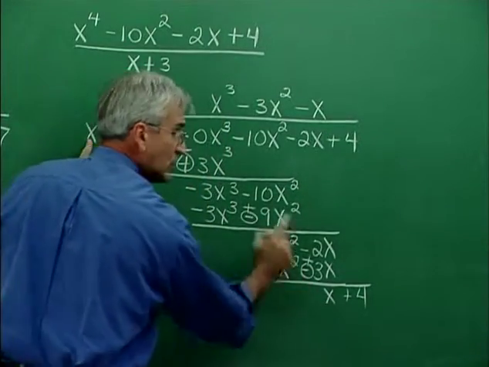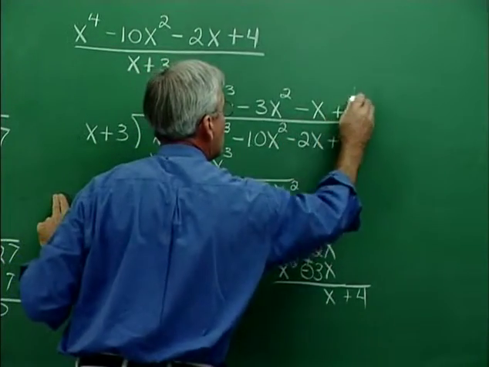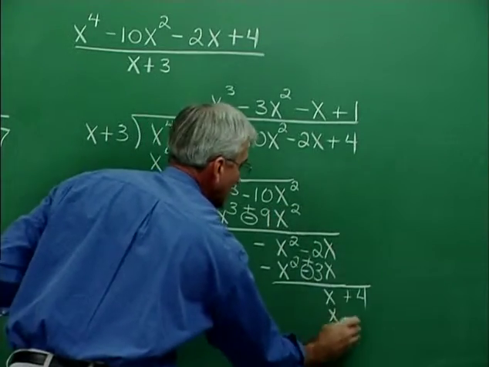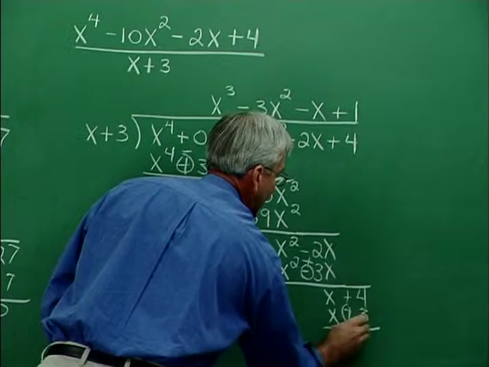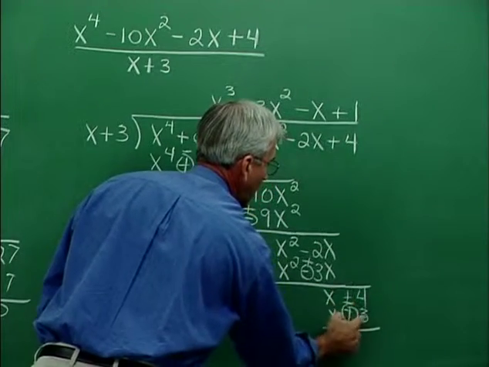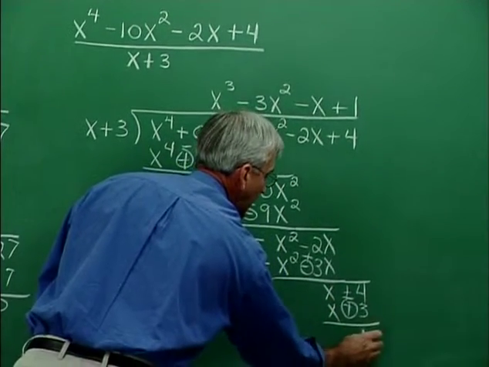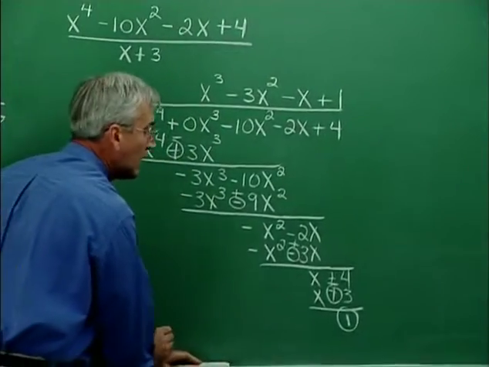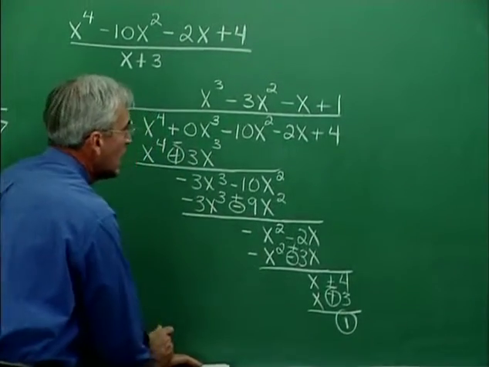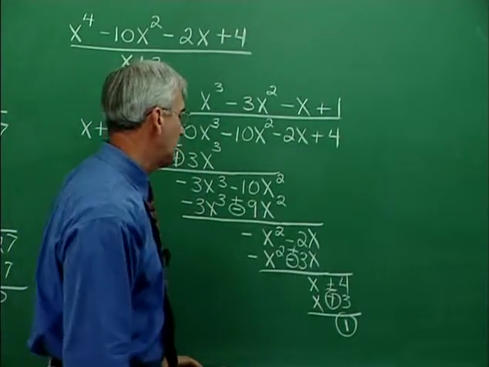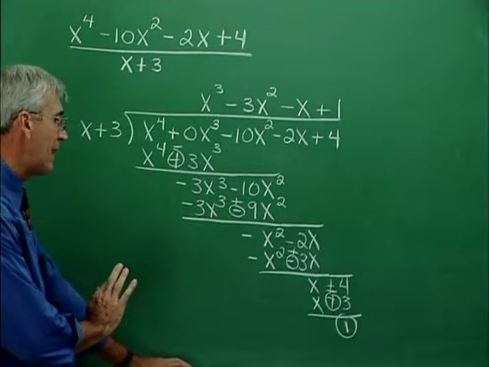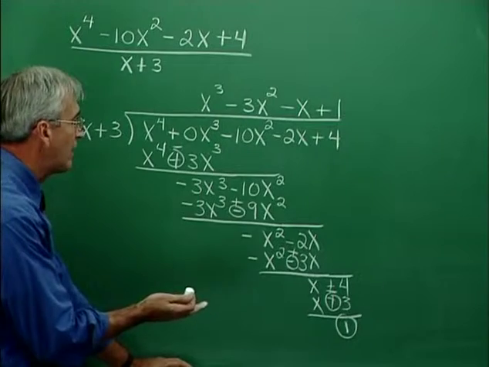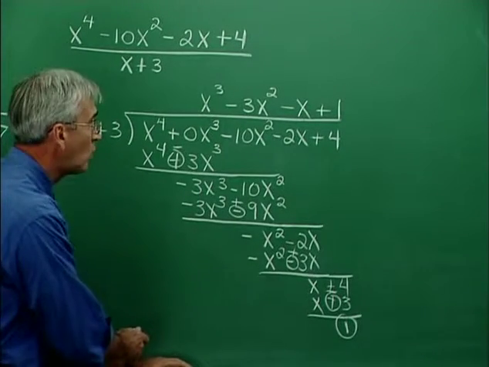X goes into x one time. 1 times x is x, and then 1 times 3 is 3. Draw the line and subtract. Change the sign. Collect. 4 minus 3 is 1. Now notice the remainder this time is 1. The division didn't go evenly. Now what are we going to do with that 1? Well, sometimes we're required to show that as a remainder in a particular algebraic form. Sometimes we just say remainder is 1.